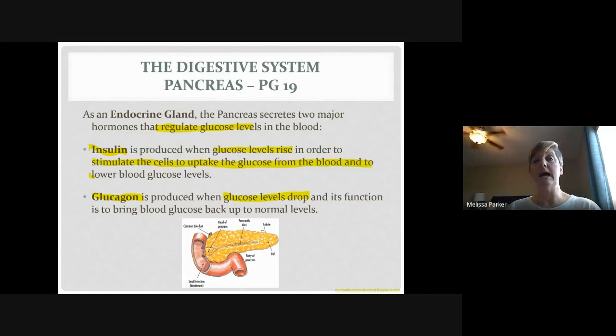So our pancreas has a lot of functions. It has exocrine functions, which is the digestive enzymes like amylase, lipase, and protease, but it's also an endocrine gland because it does secrete things like insulin and glucagon directly into the bloodstream.